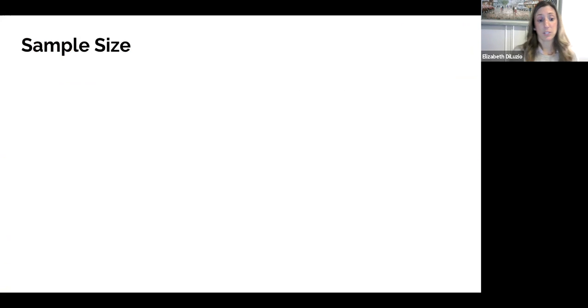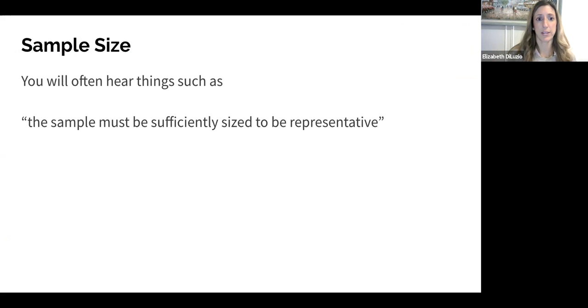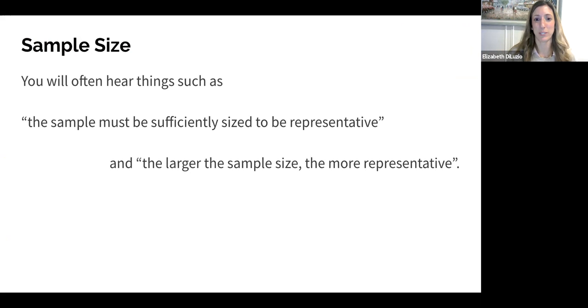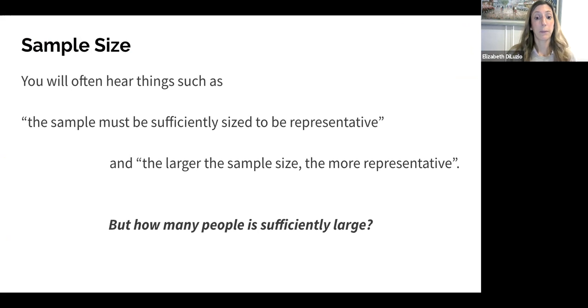All right, so just a really small note, we were talking about sample size, but how do we determine that? You'll often hear things like the sample must be sufficiently sized in order for it to be representative, or if you haven't heard that, know that that's the case. It has to be a large enough sample to be representative. And the larger the sample size, the more representative it is. Both of those statements are true. But how many people is sufficiently large? That's always a question that people have.